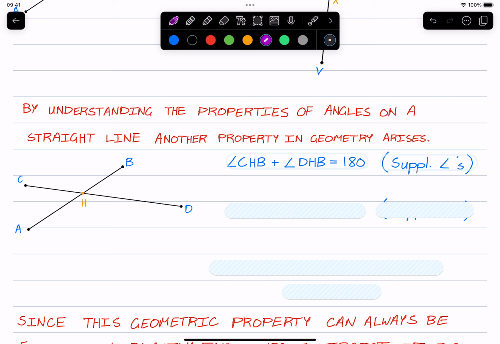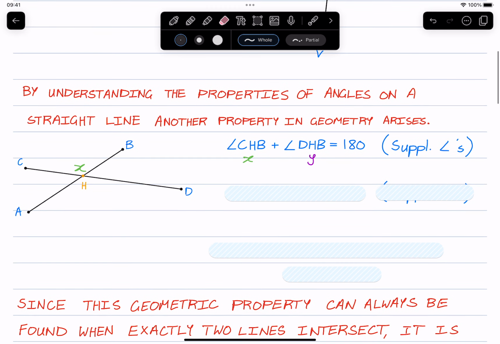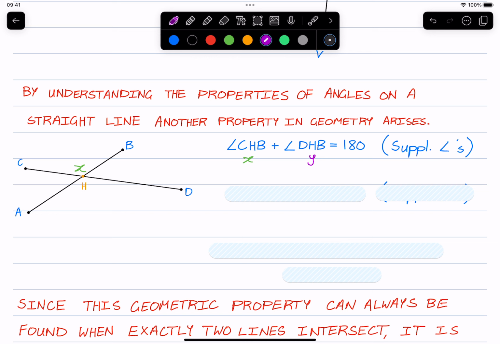Now, to make this a little easier moving forward, let's start labeling these. CHB, let's call it angle X. So this is X. And DHB, let's call that angle Y. Okay, so let's leave that there for now. We know that those two are X plus Y, and because it's a straight line, X plus Y must equal 180 degrees.